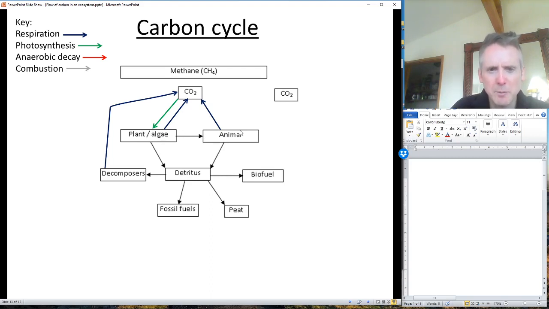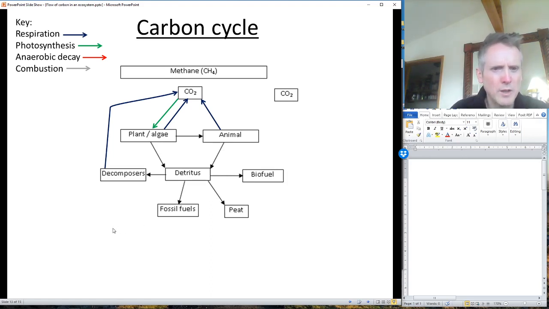So plants go to animals. These are our herbivores, or second trophic level. I could put more animals on, but it'd just get complicated. They then make something called detritus, which is just waste material. So it could be animal poo, a fallen leaf, a dead sheep. Anything dead or waste forms detritus. And then the detritus has got 4 pathways. It can be used as food by decomposers, like those bacteria feeding on cow poo, or it can be formed into biofuels, or it can be formed into fossil fuels and peat due to long processes that we'll go through later.